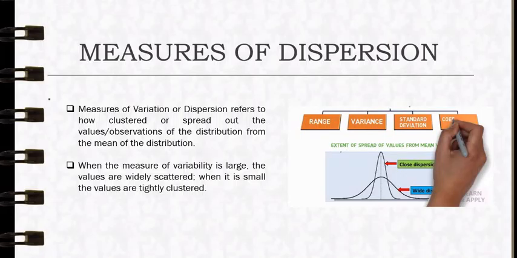So it says here, when the measure of variability is large, the values are widely scattered. When it is small, the values are tightly clustered. So in measures of dispersion, we will say the smaller, the better. Close dispersion, pag smaller yung value ng range, variance, or standard deviation. Wide dispersion naman, if the value of any of these measures of dispersion is very high.